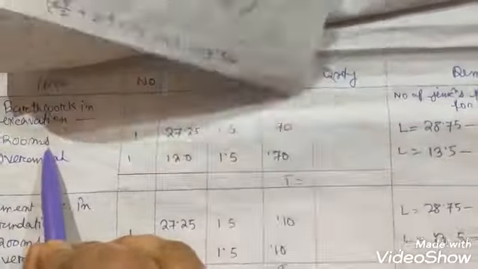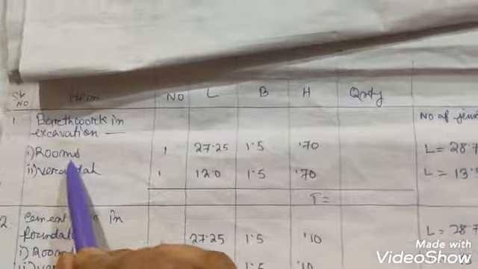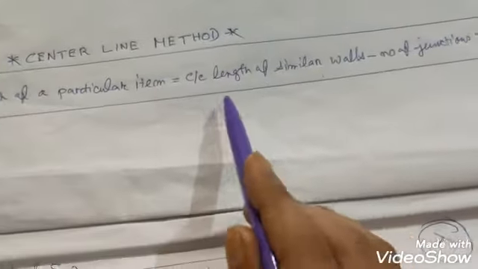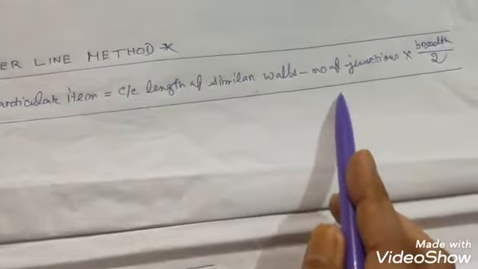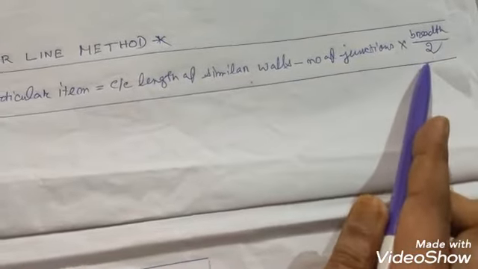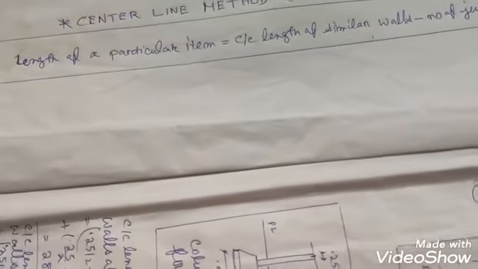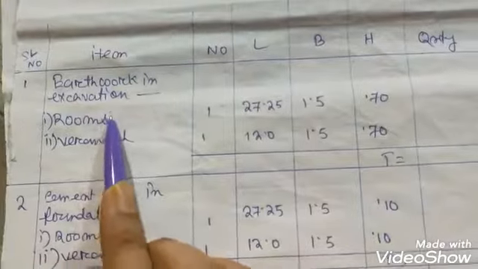So let us come to the rooms first. What is the formula to find out the length of any particular item? The formula was center to center length of similar walls minus number of junctions into breadth by 2. Breadth is the breadth of the particular item. Here, that is item number 1, earthwork in excavation.